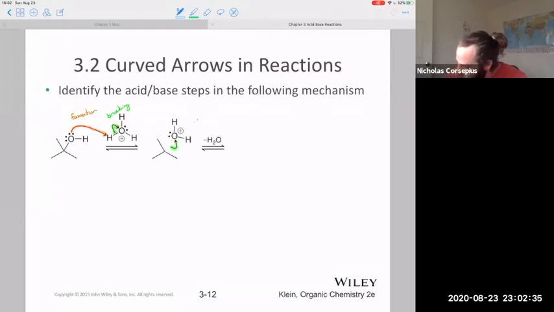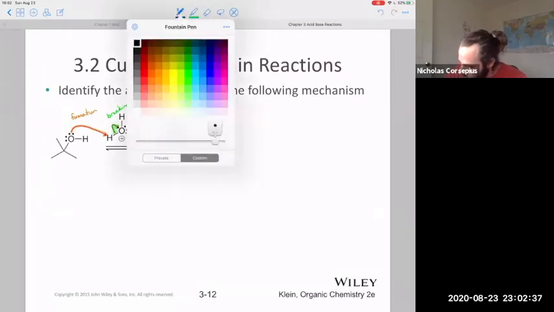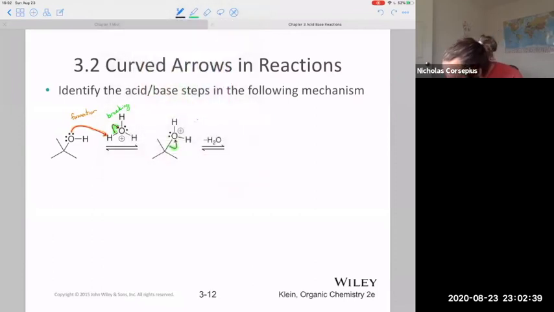If I'm going to draw my resulting molecule, again, I'm going to just copy what I have down. But now I'm not going to draw in that one bond that was broken. And the other species that would be created would be water. And now, am I done?